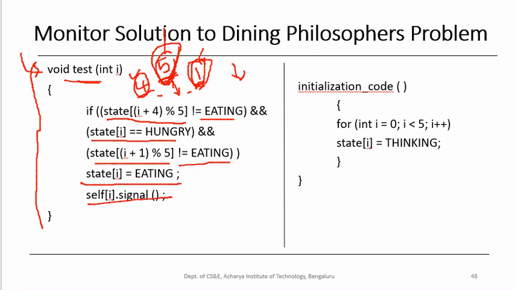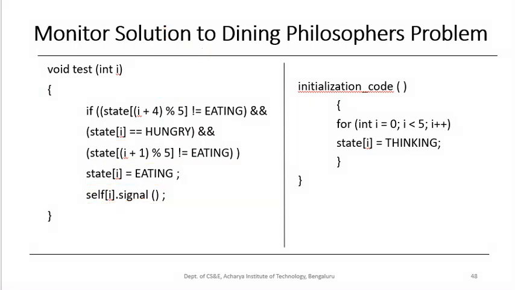So there is a signal here, that is, after this philosopher finishes eating, he can allow another philosopher who is waiting to eat, who is waiting for the chopsticks which are held by this philosopher. That's what is done in the test. I hope you understood. Okay.